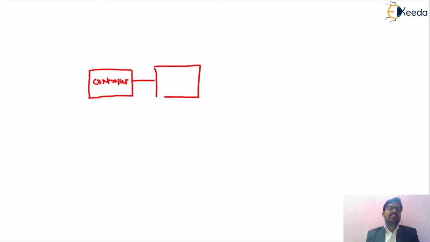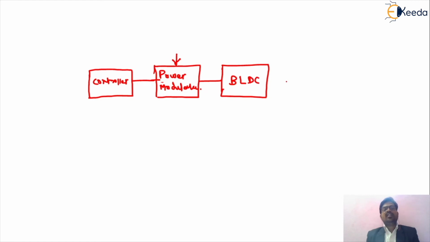After the controller, we are using the different types of power modulators. We give supply to the power modulator as per our requirement. From the power modulator, we drive the motor, and the construction of this motor is called the BLDC motor. From the BLDC motor, we drive the different types of load. Suppose we are using this BLDC motor for computer peripheral devices.